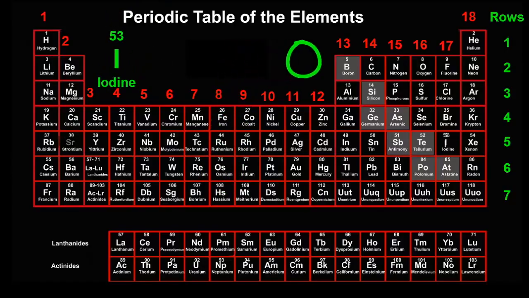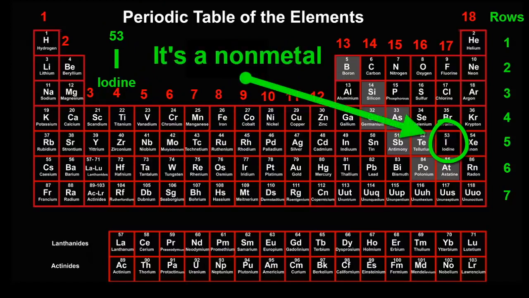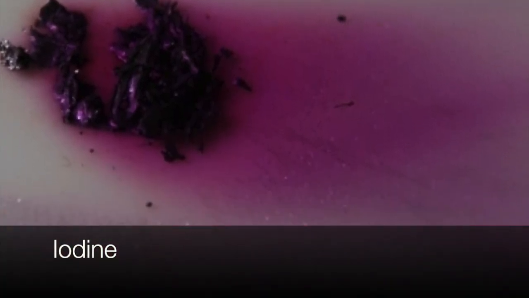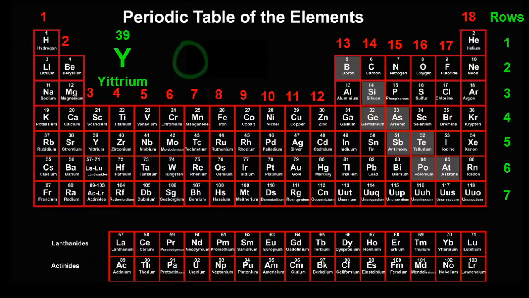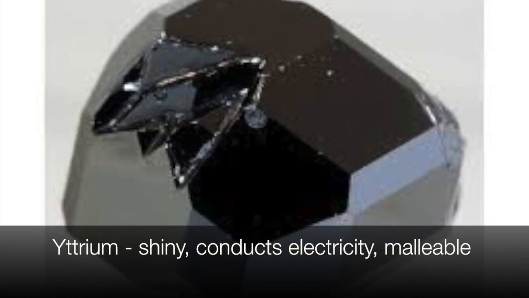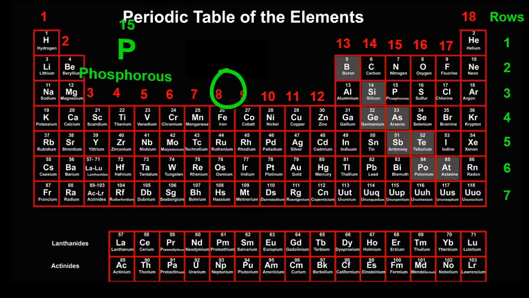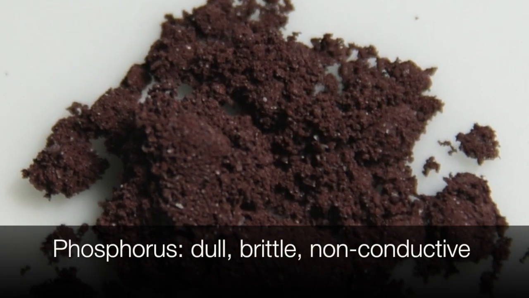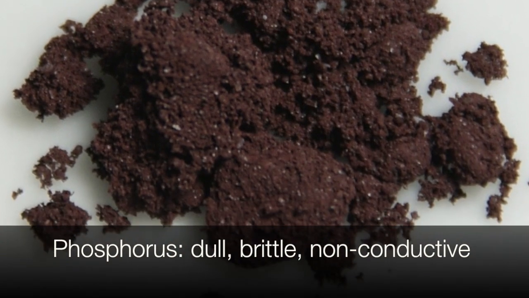How about iodine? What properties do you think it would have? It's a bit harder to predict because there's more variety in the nonmetals. How about yttrium? Would it be shiny or dull? Would it conduct or no? Would it be malleable or brittle? How about phosphorus? It's to the right of the step line. Looks pretty dull and brittle to me, and it doesn't conduct.